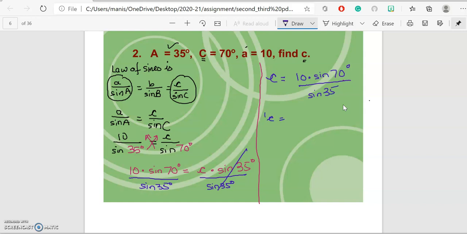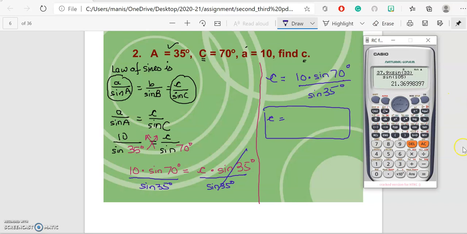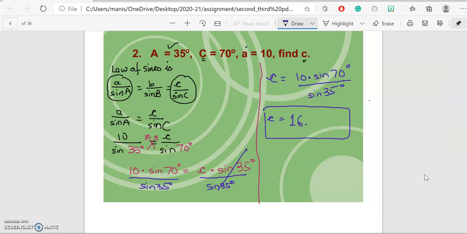I can type my values in my calculator, which will give my answer for me. So this is my calculator over here. This is your 10 times sine 70, close parentheses, will come down. This is your sine 35. You close parentheses, and your answer is what? 16.38. So I'll write it over here. Your answer is 16.38. That's your answer for this question.